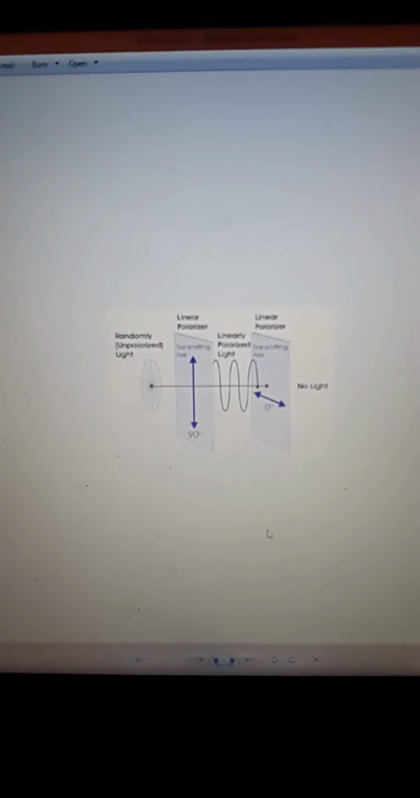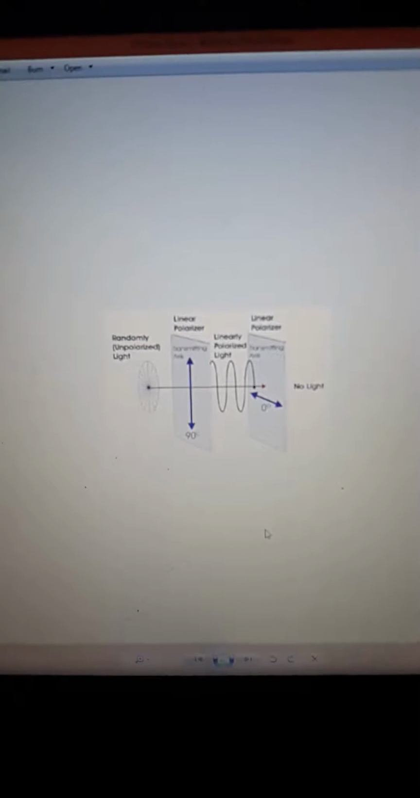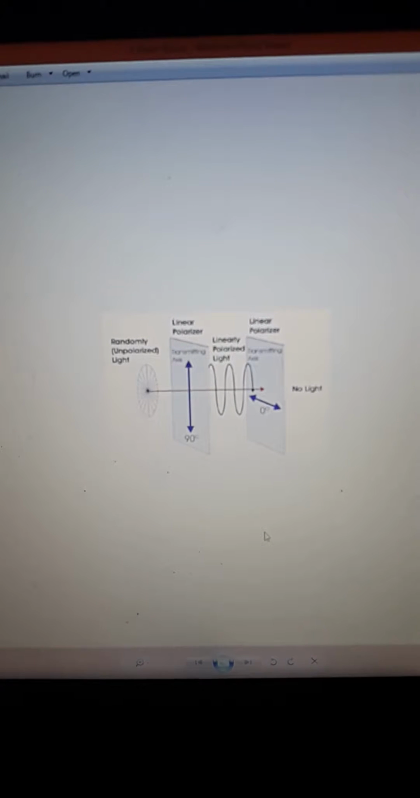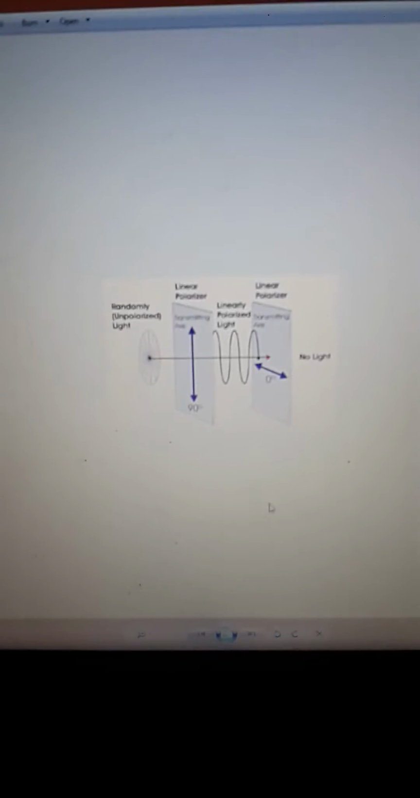Polariscope, this is the most general definition, consists of two polarizers. The polarizers sandwich a material or an object of interest and allow one to view the changes of polarity of light passing through the material or object.